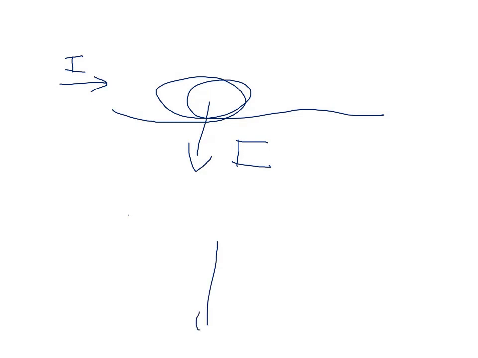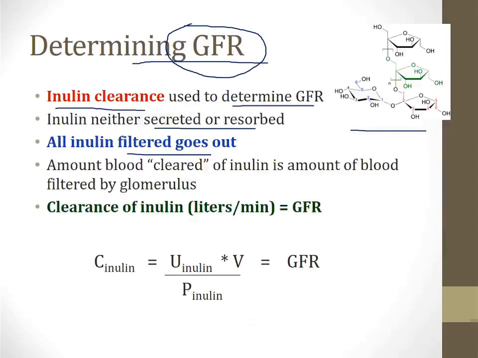To make this clear, let's imagine that we have a glomerulus and we've got a certain amount of inulin coming in and a certain amount of inulin getting filtered at the glomerulus. All of this inulin is going to go out in the urine. None of it will be reabsorbed by the nephron, and furthermore, the nephron will not secrete any inulin. So everything that crosses the glomerulus goes out, and that makes the clearance of inulin a measurement of the glomerular filtration rate. So the amount of blood cleared of inulin is the amount or volume of blood filtered by the glomerulus, and therefore the clearance of inulin in liters per minute is equal to the GFR.